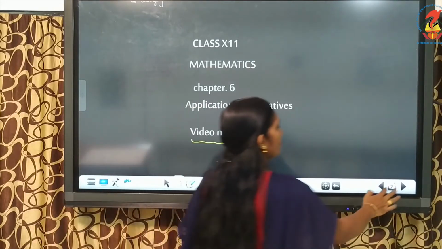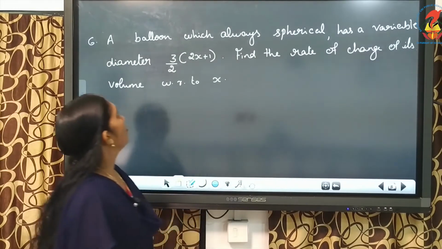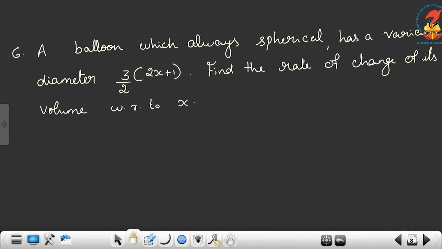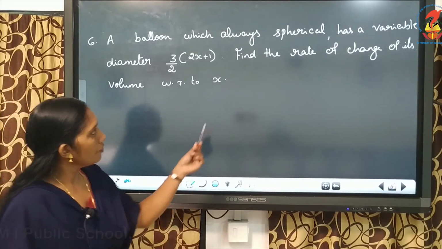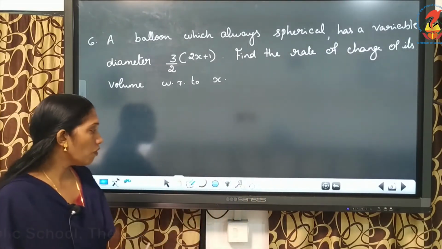Next problem. A balloon which is always spherical has a variable diameter 3/2 (2x + 1). Find the rate of change of its volume with respect to x. So the balloon's diameter is given, and then we have to find the rate of change of its volume.